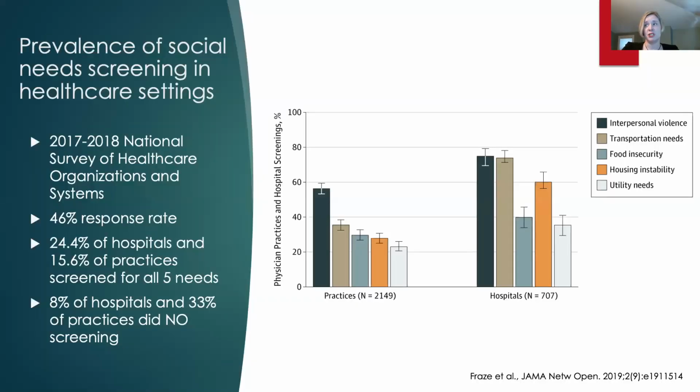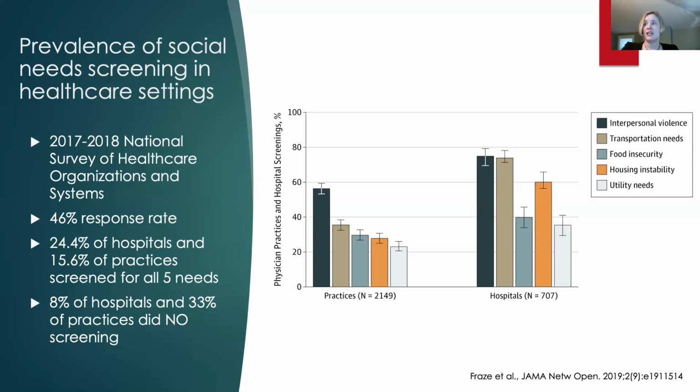Despite the call for the incorporation of social determinants of health in the healthcare setting, the National Survey of Healthcare Organizations and Systems in 2018 documented relatively low rates of screening for all 5 social needs that were specified in this survey. This is likely higher now. This was a survey of over 4,900 physician practices and over 1,600 hospitals, and had about a response rate of 46%. Screening for all 5 social needs was reported by 24% of hospitals and 16% of physician practices, whereas about a third of practices and 8% of hospitals reported no screening in any of these categories.